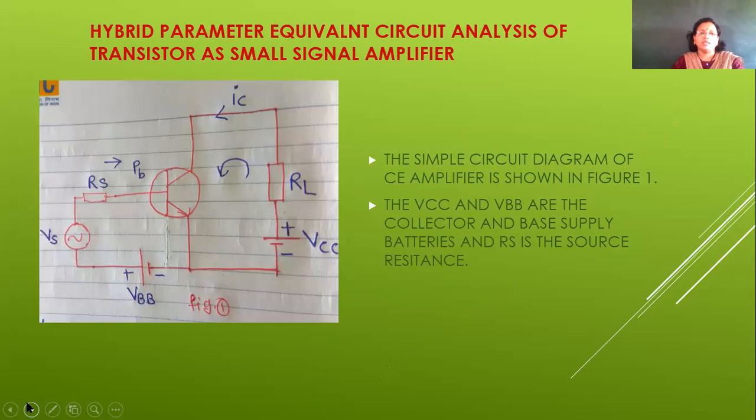Today, we see the hybrid parameter equivalent circuit analysis of transistor as a small signal amplifier. This is the common emitter amplifier. The simple circuit diagram of CE amplifier is shown in the figure. Here we use the NPN transistor, that is, the arrow is pointed out, so it is an NPN transistor in common emitter configuration. VCC and VBB are the collector and the base supply batteries, and RS is the source resistance.